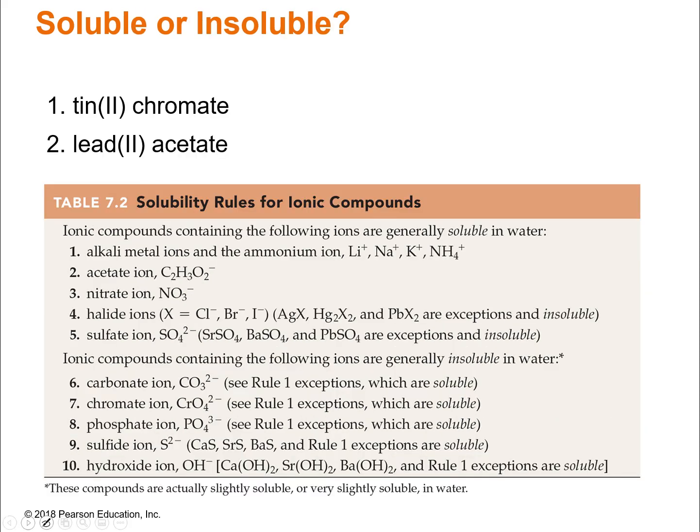But let's practice using these rules. The first thing I want you to do is write the chemical formulas for these two compounds, tin-2 chromate and lead-2 acetate. If you don't have that common ion sheet, then it's going to be a struggle bus for you. If you do have it, or if you can just quickly go on to Blackboard and look it up in chapter 6, grab it and try to write these chemical formulas. Then we'll reason through together whether or not these are soluble or insoluble. So I'll give you about a minute to get your stuff together.